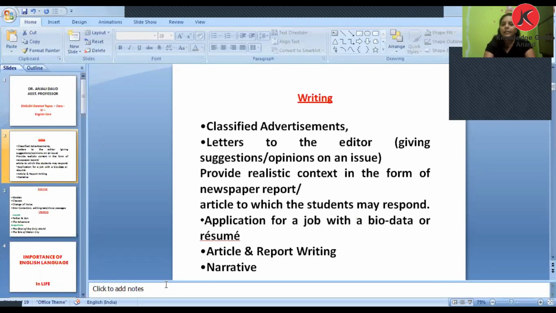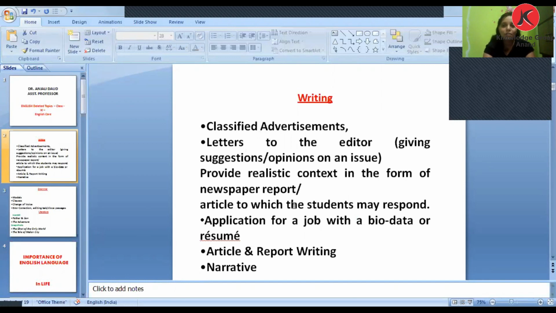Here you can see the topics in writing skills which are not included, or which are deleted, in your syllabus. The first one is classified advertisements. Then letters to the editor. There are different types of letters, such as giving suggestions and opinions on an issue, and providing a realistic context in the form of a newspaper report. So letters and reports are also not there.